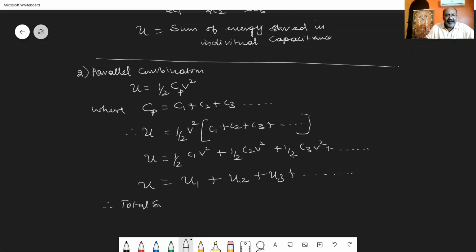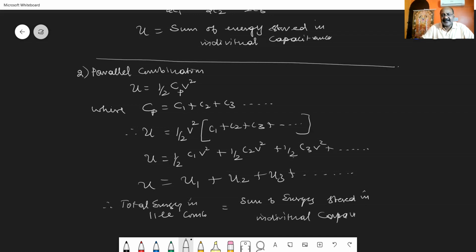So the total energy in a parallel combination is equal to the sum of the energy stored in the individual capacitors. This is called the parallel combination.